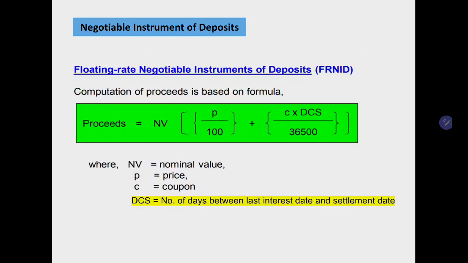This is how we compute the proceeds for the FRNIDs. Proceeds are equivalent to the nominal value times price P divided by 100 plus C, the coupon rate, times DCS. DCS is the number of days between the last interest date and the settlement date, from the last interest date until the settlement date.